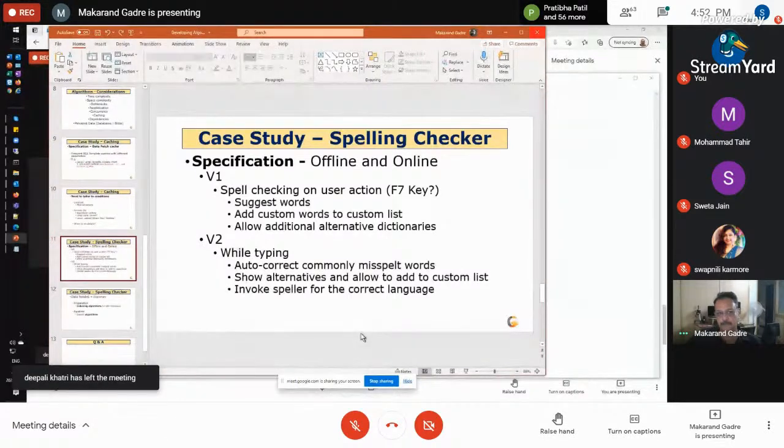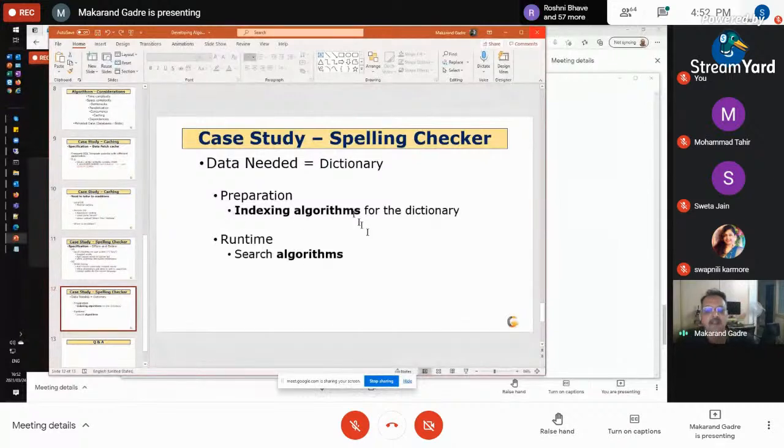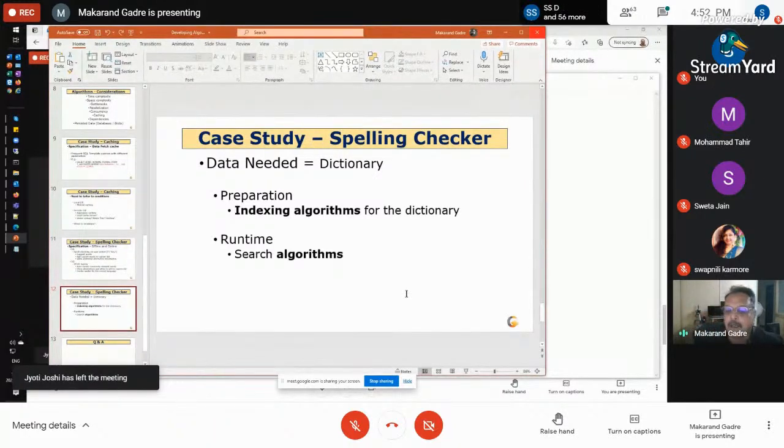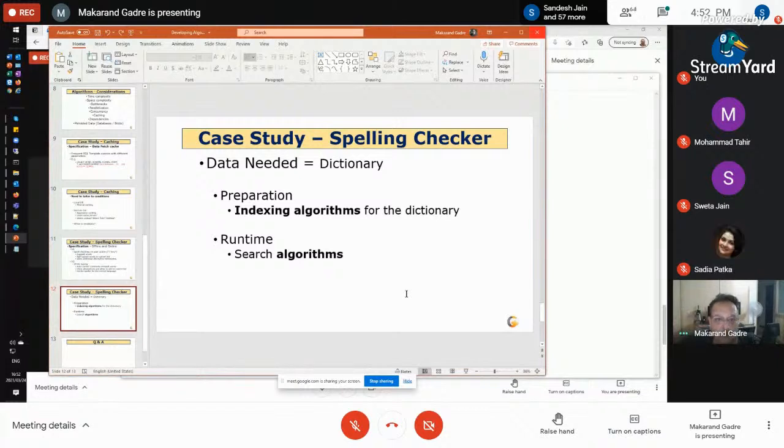Okay. So what did we do here? We did these 2 things. We prepared the indexing algorithm for the dictionary. That was the biggest task here, to prepare the dictionary in a way that we can really search it quickly using the pattern matching algorithm. And at runtime, we used that indexed data to a great extent to quickly find the word. So was it one algorithm here? No, 10 to 15 different algorithms were used to make that one piece work together.